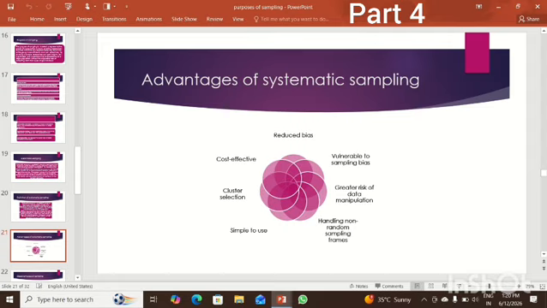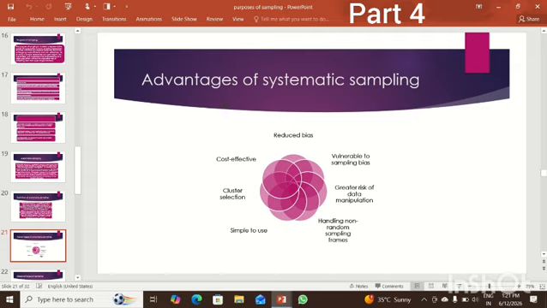The advantages of systematic sampling are reduced bias. Bias will be reduced as there are norms, there are standards, and we will go as per our norms and standards. It is vulnerable to sampling bias. It will open up many paths for the students or the researchers, so it will reduce the sampling bias. Again, the same thing, greater risk of data manipulation. How can it be an advantage? Advantage of systematic sampling: greater risk of data manipulation.